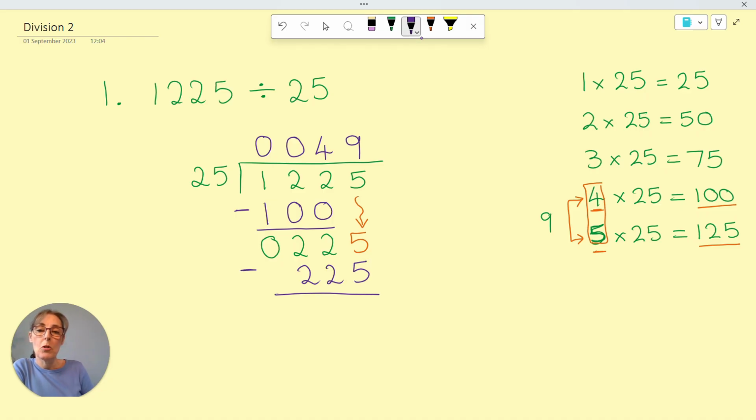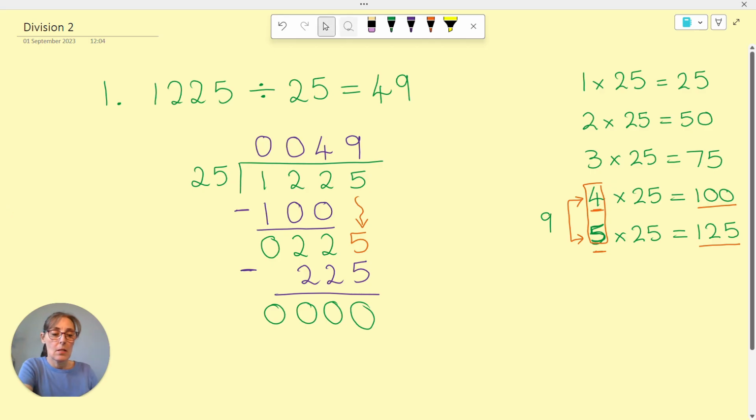And then we subtract it because we're taking away, it's like chunking, we're taking away chunks of 25. So 5 take away 5 is 0, 2 take away 2 is 0, 2 take away 0, and that's 0. So we found out that 49 lots of 25 fit into 1,225.